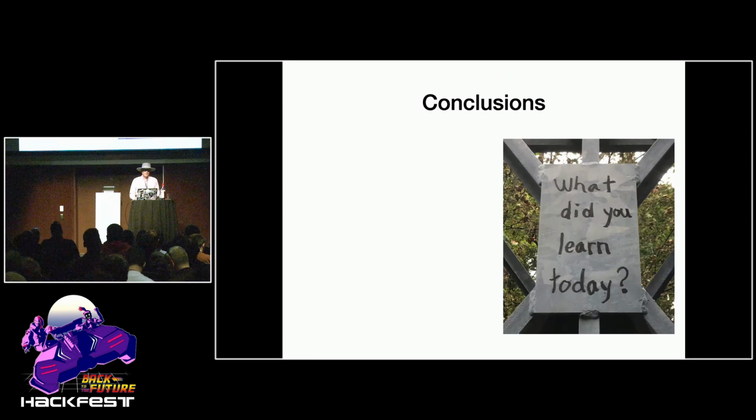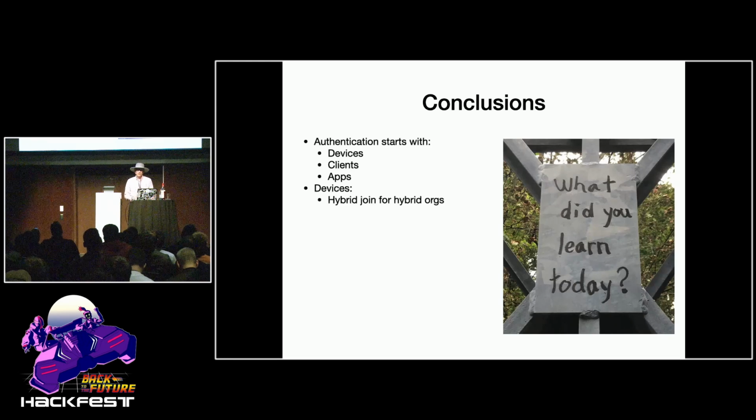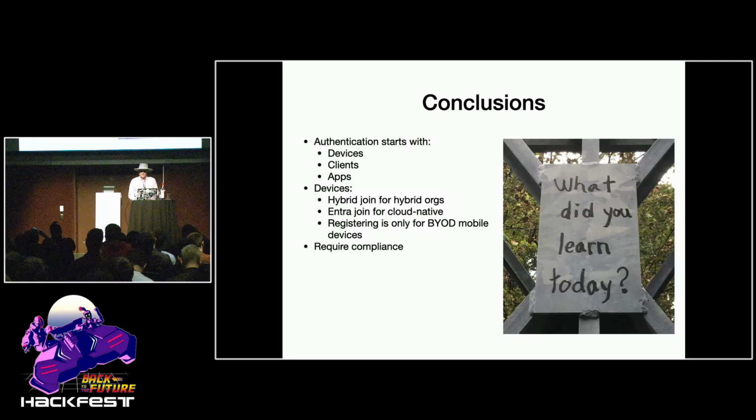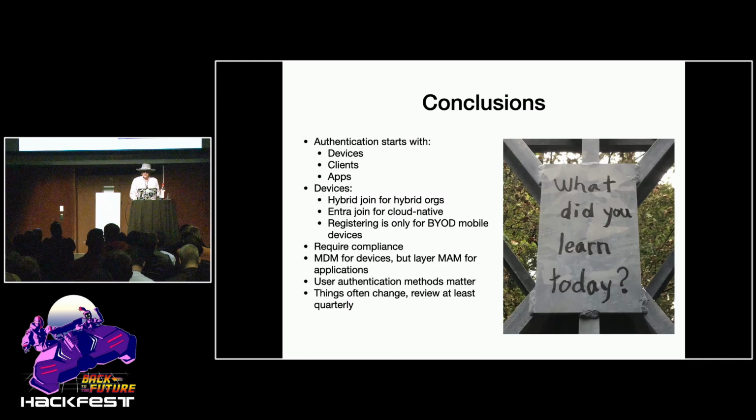So, what did we learn? Authentication starts with devices, clients, and apps. Devices are hybrid joined for hybrid orgs or Entra joined for cloud native orgs. Registering is only important for bring your own device and mobile devices. We want to require compliance. MDM policy is for devices, but you want to layer MAM where possible for applications. User authentication methods matter. Things can change at least quarterly, so you should review these things at least quarterly. Licenses are important, and so are your logs.